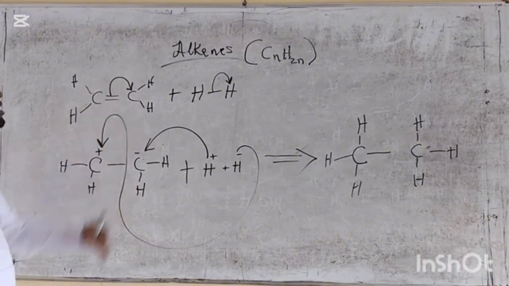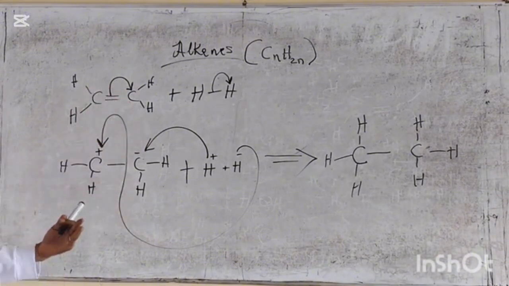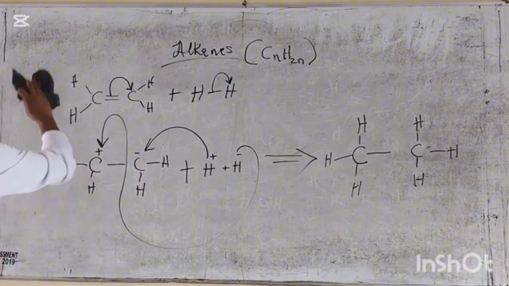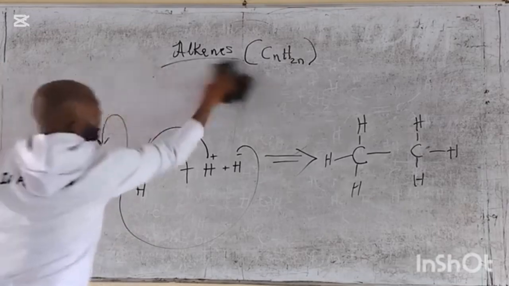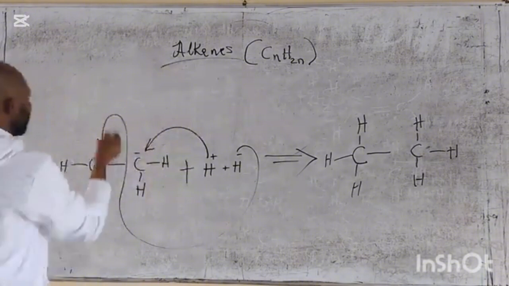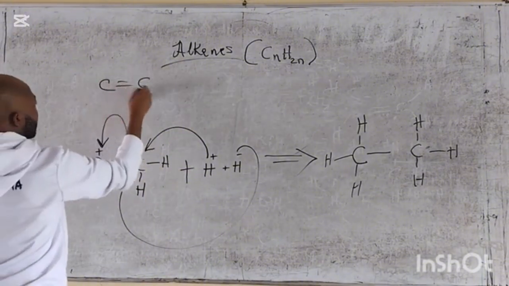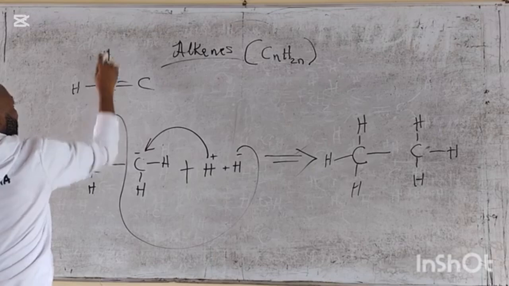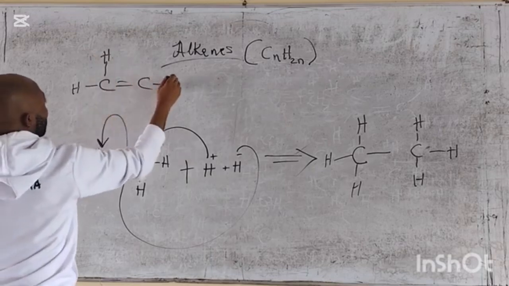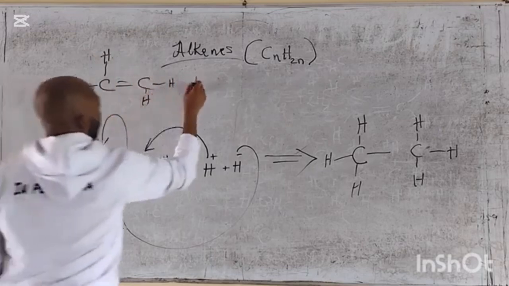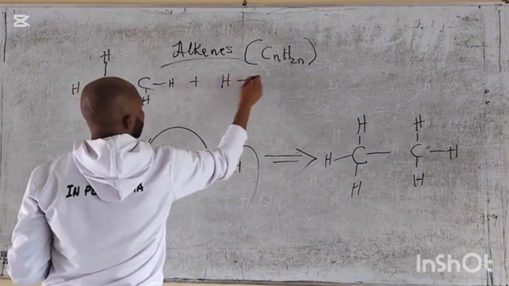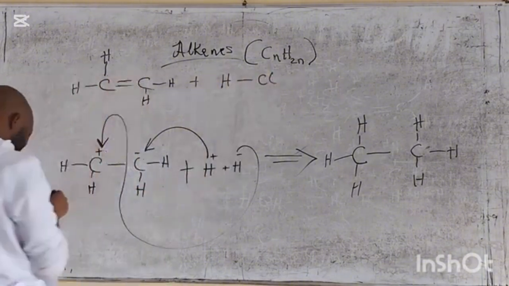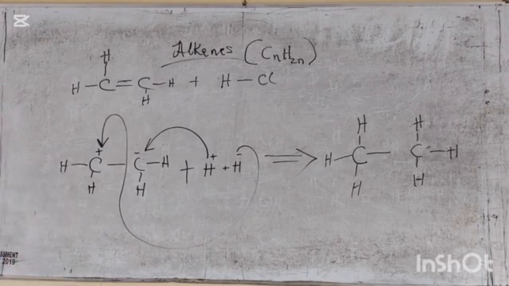So, if I can clean this, let's take another example. The same ethene reacting with hydrohalogenation, which is HCl. So I will have this. This is my hydrogen, plus hydrogen and chlorine. Now, we want to react this.